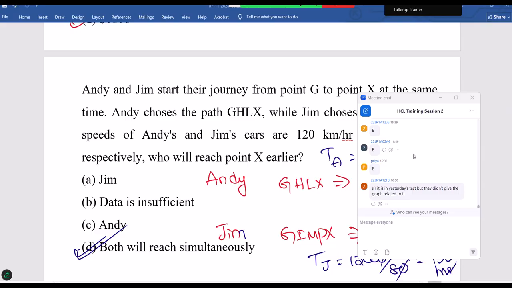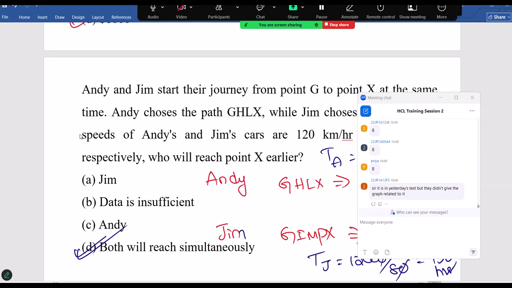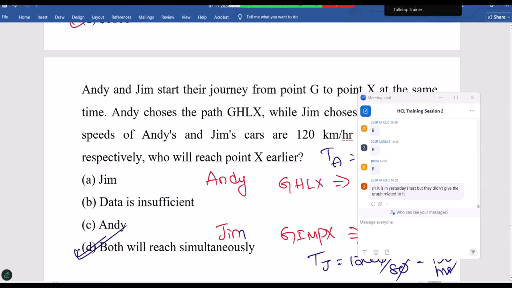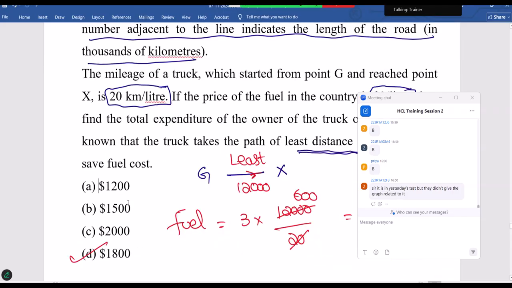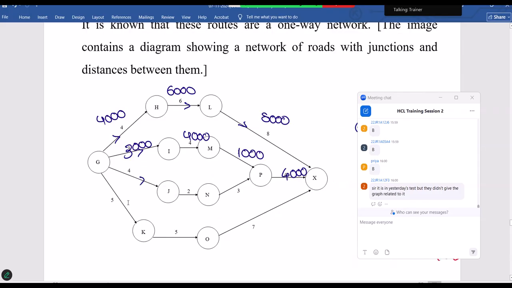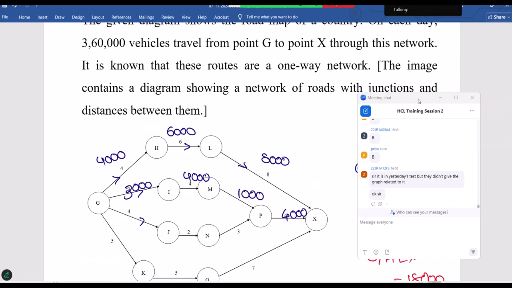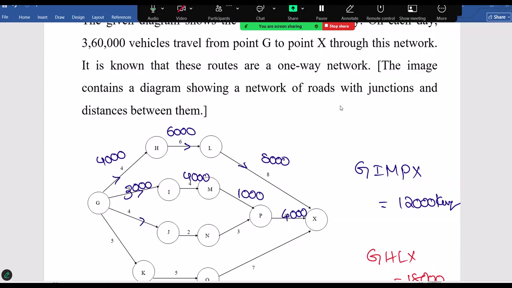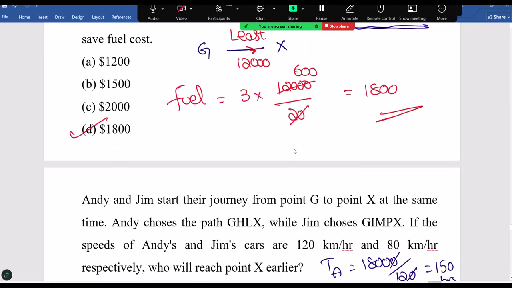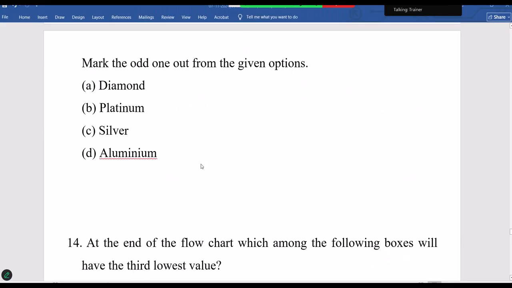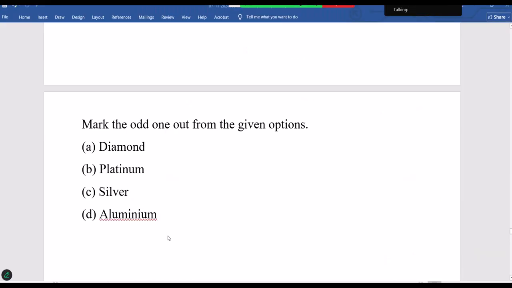Yeah, I understand. In yesterday's test there was no option, so we went for data insufficient because the diagram was not given. I too agree. That's why I explained this question now. Without the diagram, we went for data insufficient. If the diagram is not there, it is data insufficient only. With respect to the diagram, if it is given like this, then both reach simultaneously. I agree, but see the question. For this one, the answer should be simultaneously. Now, what about this question?